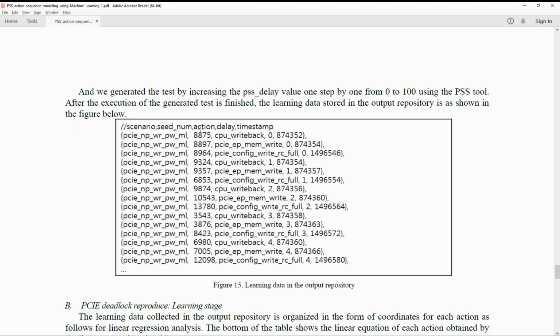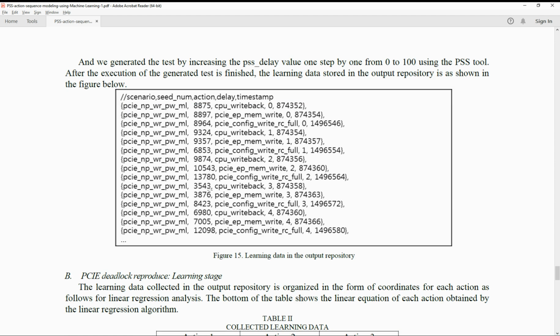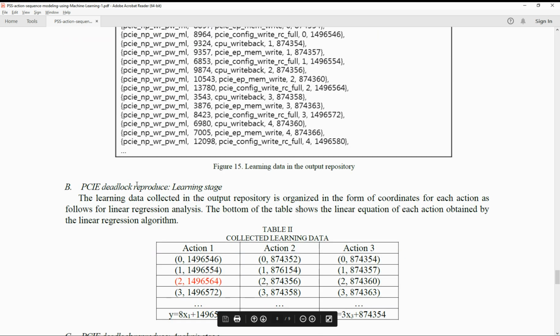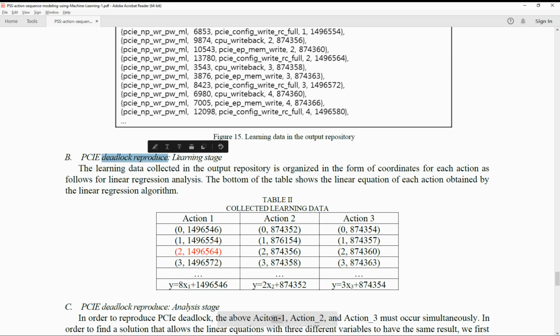And we generated the test by increasing the PSS delay value one step by one from 1 to 100 using the PSS tool. After the execution of generate test is finished, the learning data stored in the output repository is shown in the figure below. The learning data in the output repository. The PCIe deadlock reproduce learning stage.